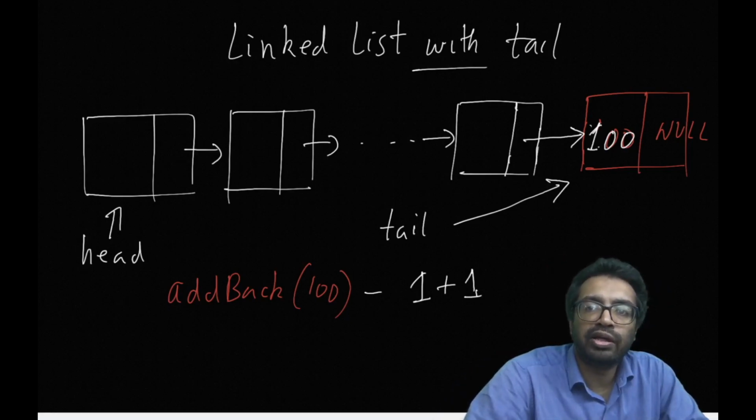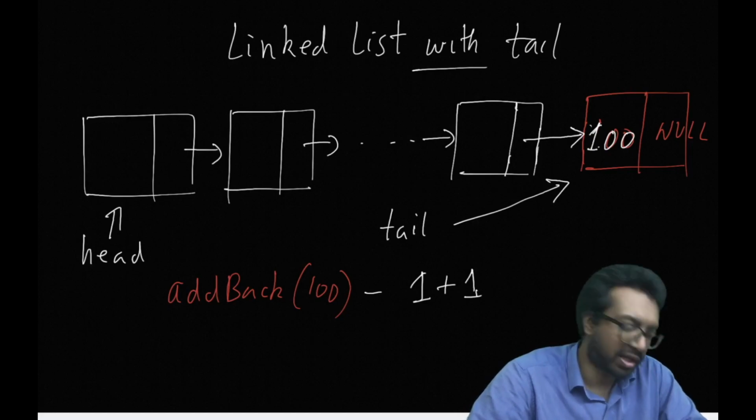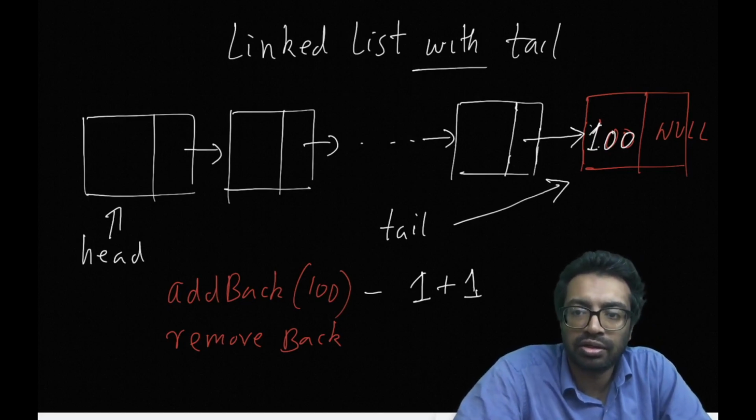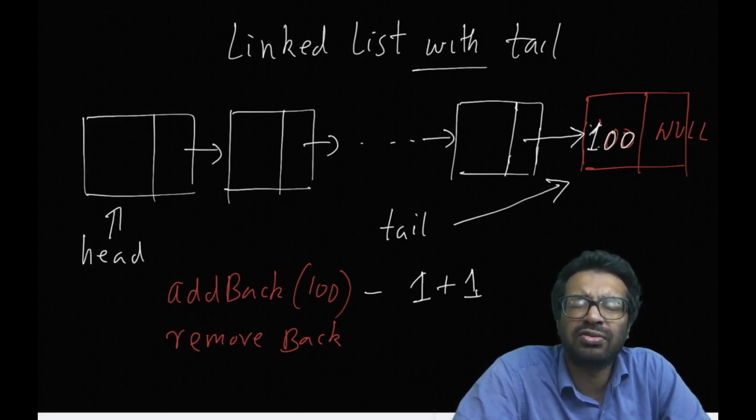We ask one more question. What about removing the node from the back? So removeBack. Now if we have to remove back, we'll have to remove this last node, right? The node with 100 in it. Now if we have to do that, our tail will then have to point to the second last node. But what is the address of the second last node? Where is it stored?